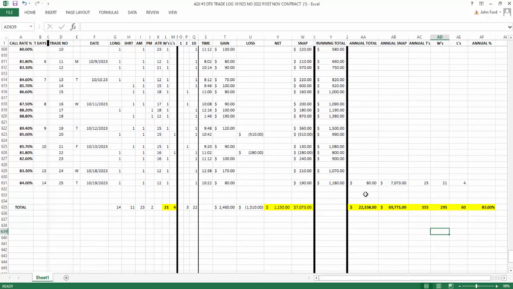You can see the drawdowns here. You can see exactly, transparent wise, what our winners and losers look like.